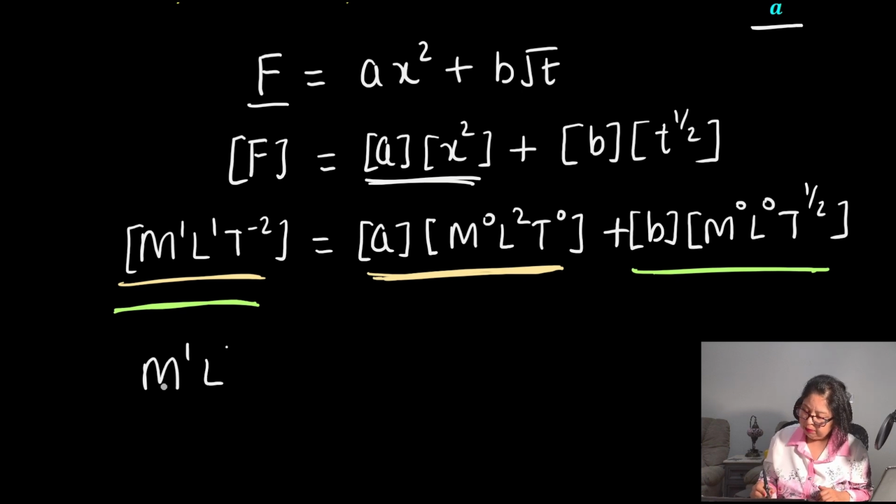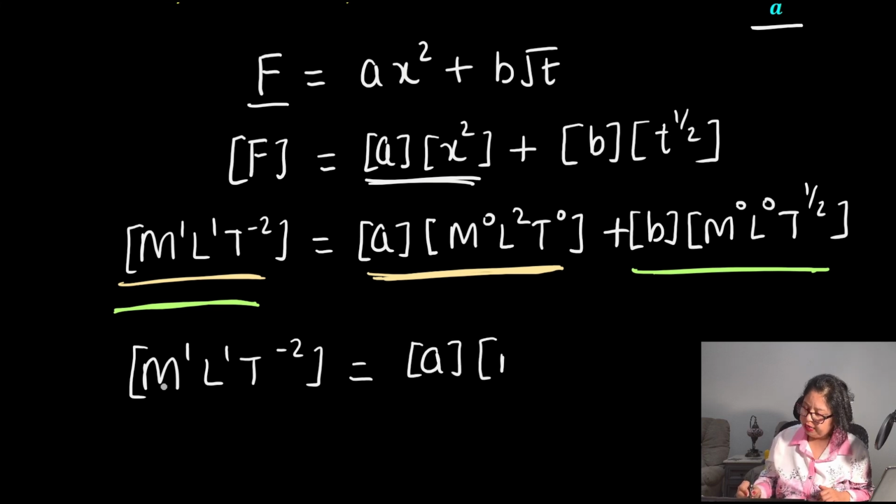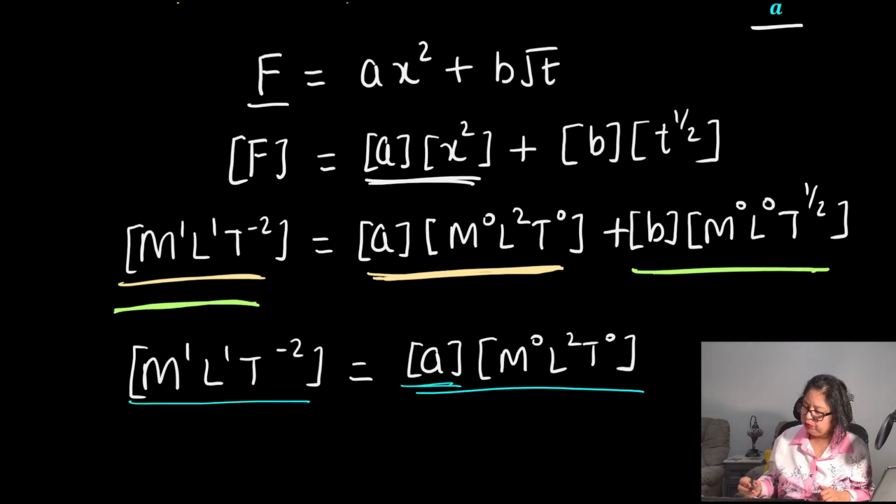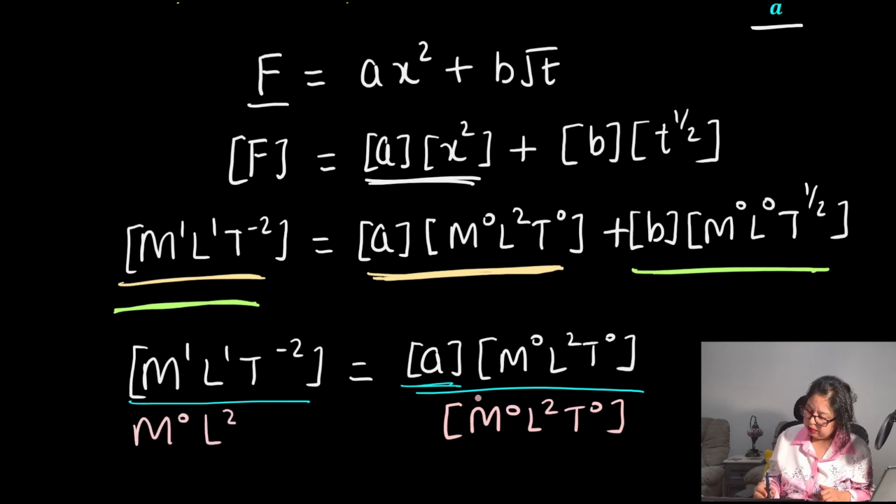That is, I'm saying M1 L1 T^-2 on the left-hand side equals dimensional formula for A times dimensional formula M0 L2 T0. What do I want to solve for? I want to solve for this A. So go ahead and divide both sides by whatever is multiplying A. That way we're isolating A. What does this give me? Let's swap left and right side as well.